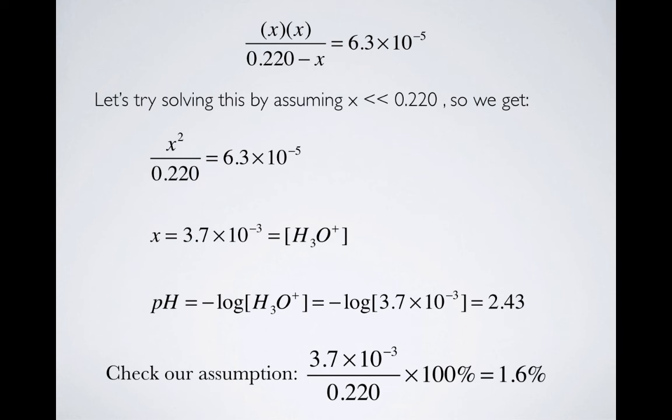Now we want to go back and check our assumption. Is our value for X that we found truly smaller than 0.220? Well, I take the value for X, divide that by the 0.220 that I would have subtracted it from, multiply it by 100%, and I get 1.6%. So in essence, I introduced a 1.6% error into my answer by ignoring that bottom X, and that's fine. As long as it's less than 5%, that's an okay answer.